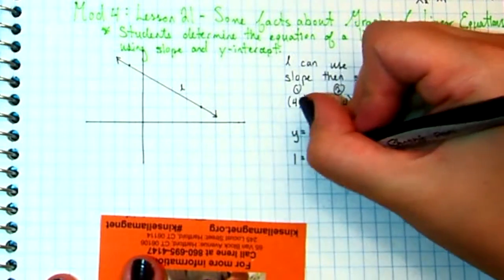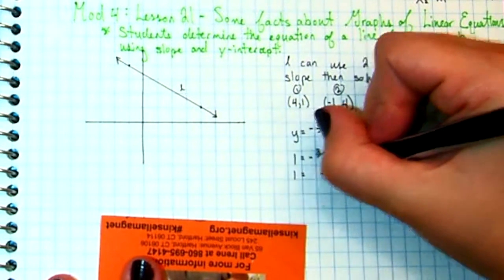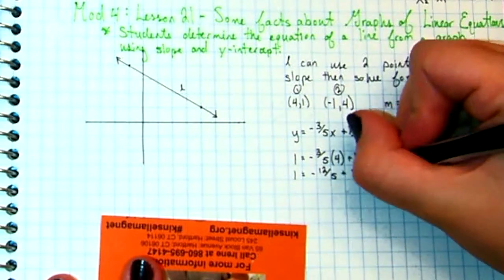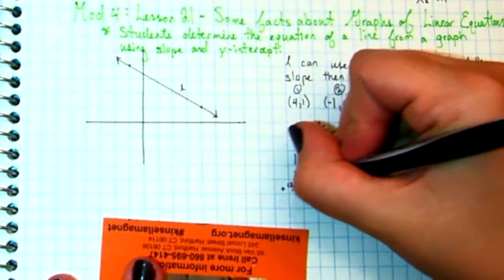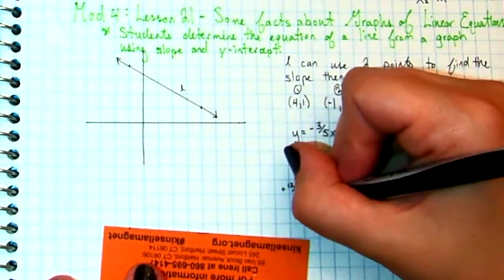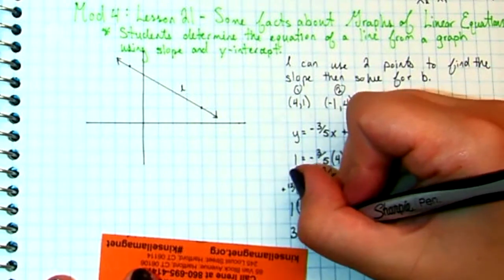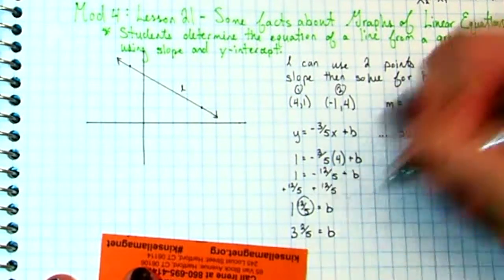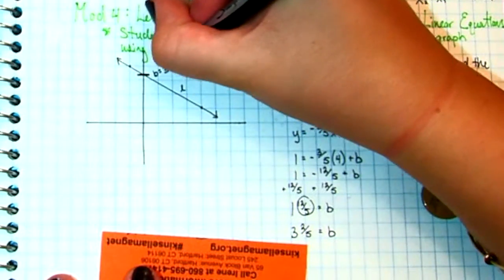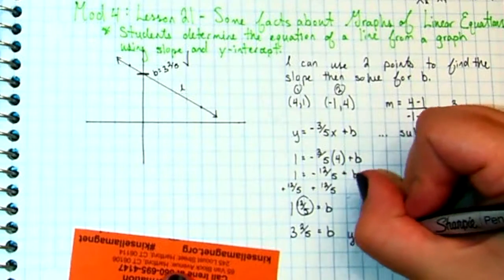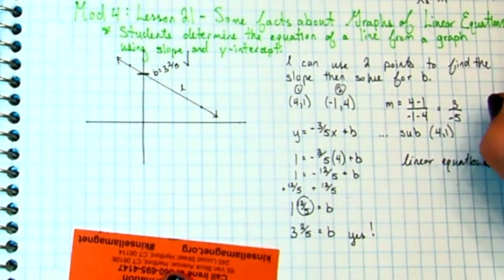So if I substitute in a coordinate point, like 4, 1, for my x and my y values, now I have 1 equals -3/5 times 4 plus b. If I solve for b, I end up with 1 and 12/5 equals b, or 3 and 2/5 equals b. And when I check my graph as to where my line intersects the y-axis, it looks like it could be pretty accurate, 3 and 2/5.